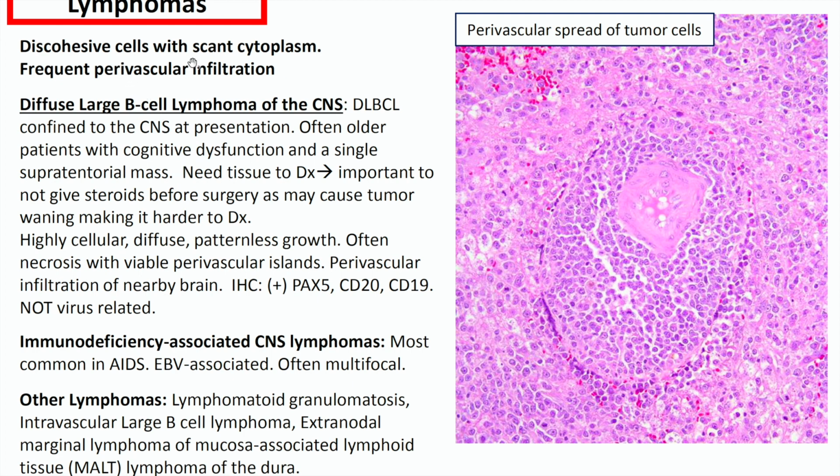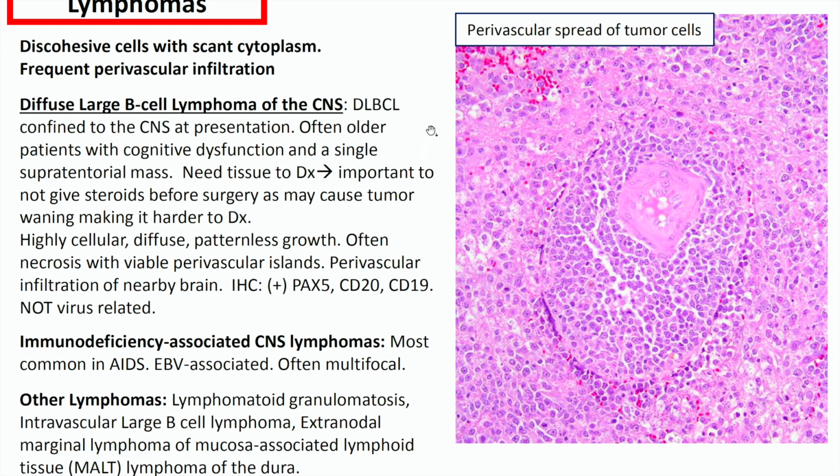So DLBCL, or diffuse large B-cell lymphoma of the CNS, is confined to the CNS at presentation, often in older patients with cognitive dysfunction and a single supratentorial mass. You need tissue for the diagnosis. It's important to not give steroids before surgery, as it may cause the tumor to wane, making it harder for diagnosis.